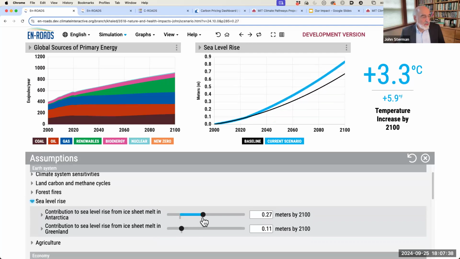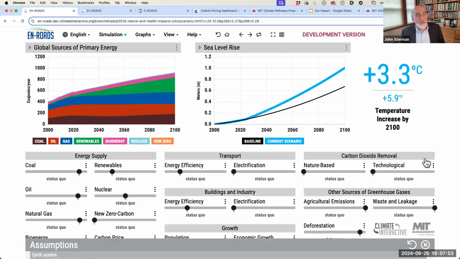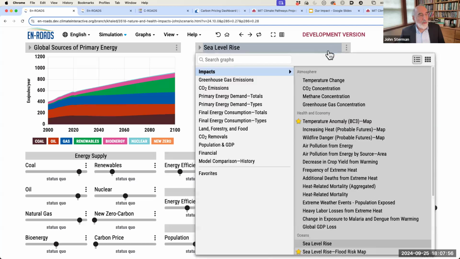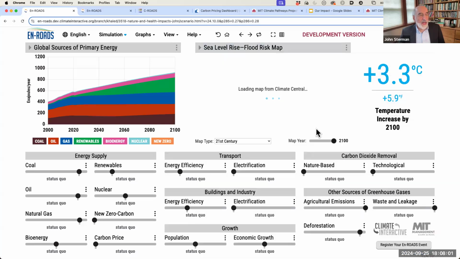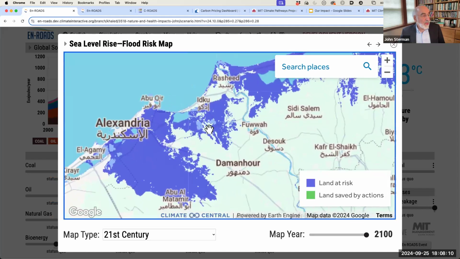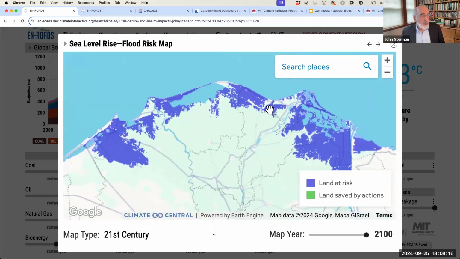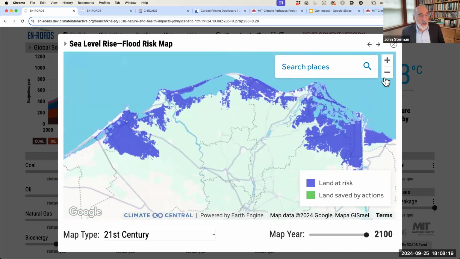And just for illustration, this might be more consistent with current understanding of the contribution to sea level rise from melting of Antarctica, West Antarctica in particular, and Greenland. Now you're looking at about 1 meter of sea level rise by 2100. Well, what does that mean? One of the other features that we have here is we can look at sea level rise anywhere in the world. And it's not going to be a huge issue directly for Israel, but here's the Nile Delta. And that is a very serious geopolitical risk and national security risk for Israel.